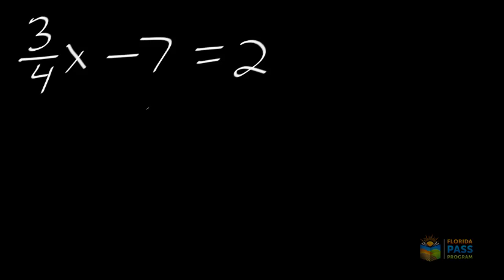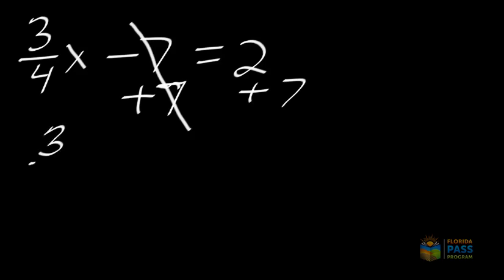So the opposite. So instead of subtracting 7, I'm going to add 7. And I have to do it to both sides. Negative 7 plus 7 is 0. So that's gone. Let's rewrite the problem. 3 over 4x equals 9.